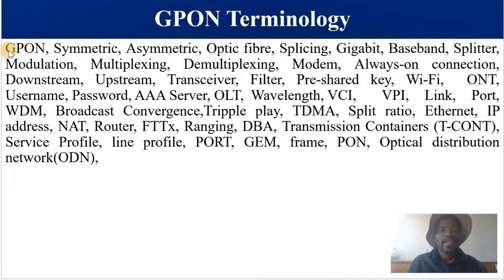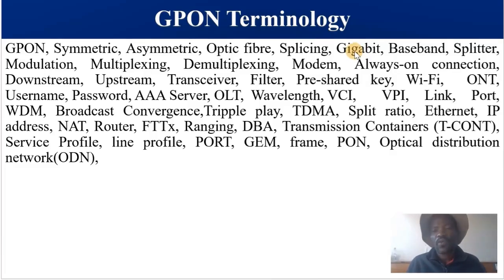Let us go through some new important terms. GPON stands for Gigabit Capable Passive Optical Network, meaning that the speeds are in the gigabit range. That's 1 billion bits per second. Symmetrical simply means that the upload and download speeds are the same, and when they are not the same, we call it asymmetric. Fiber is a transmission line that carries our signal in the form of light. It is made up of glass or it can be plastic. When we join two pieces of fiber, we call it splicing.